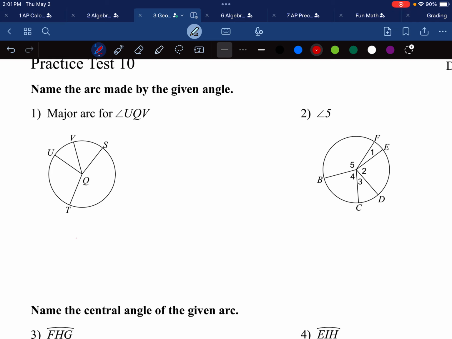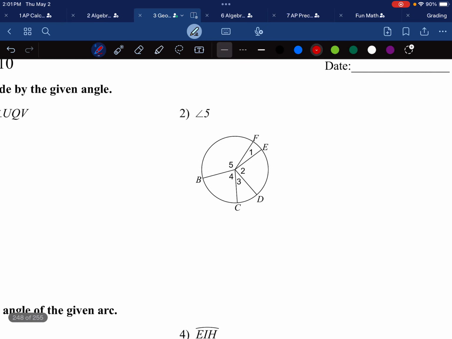So to name that arc, I can say U, and then it's going to end with V, and it has to have 3 letters, which means I need a letter in between. I can choose any letter in between U and V. I can choose either T or S, it doesn't matter. I'm just going to randomly say T.